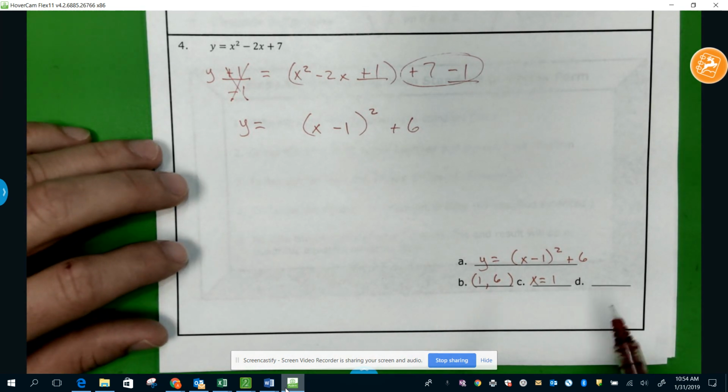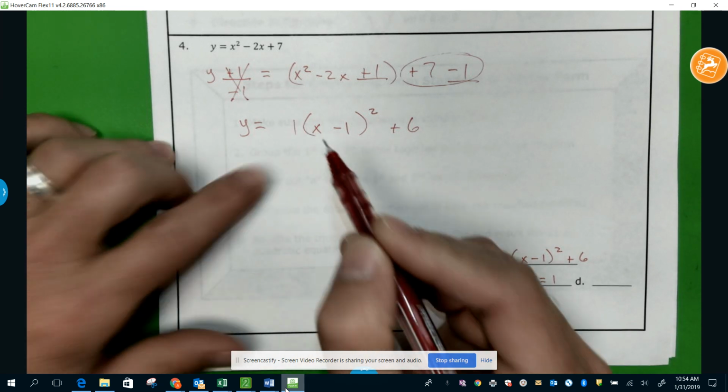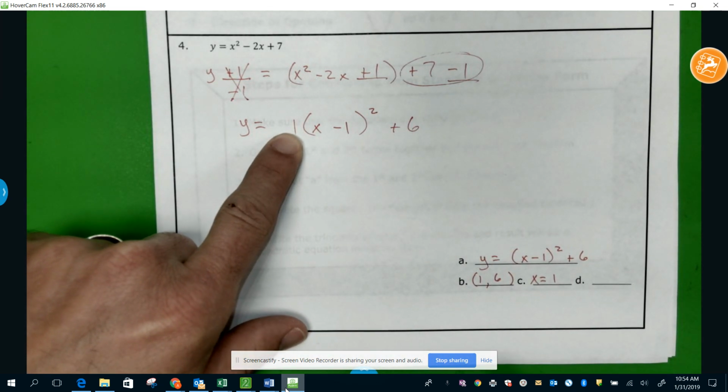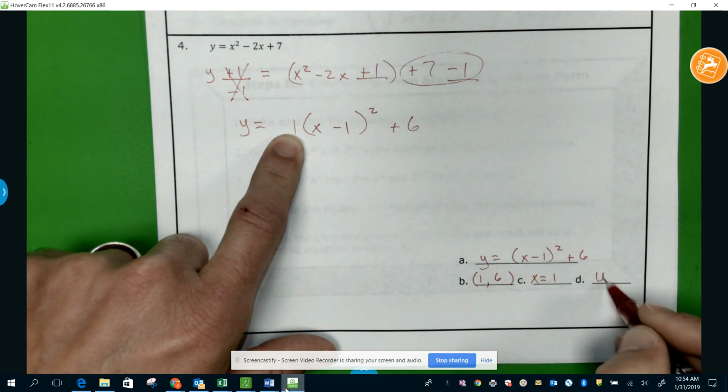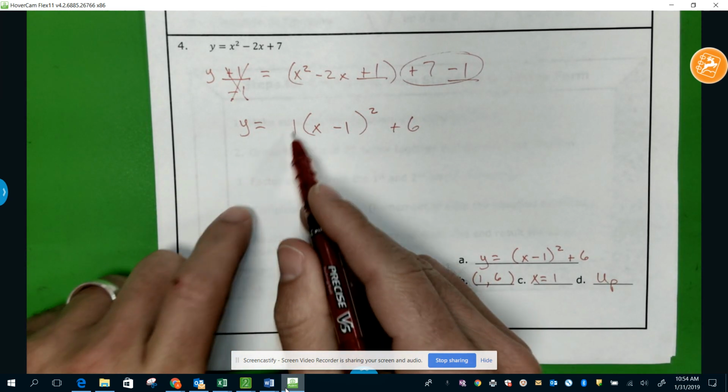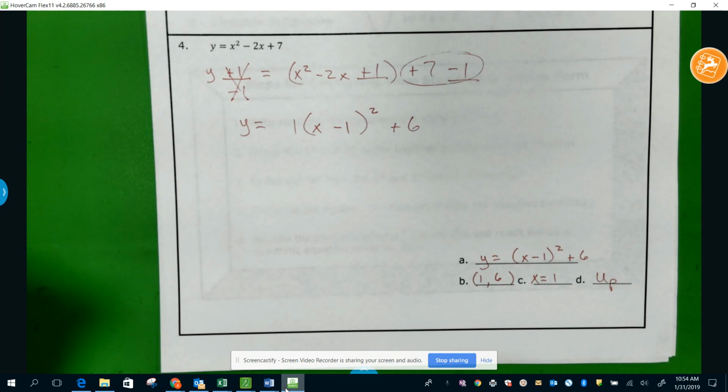And again, last but not least, looking at your a value, there's an invisible positive 1 out front. Since it's positive, you have a positive in front of the parenthesis. That tells us that our parabola opens upwards. If we had a negative number out front, it would tell us that it opens downwards.